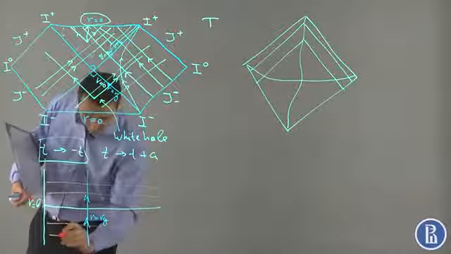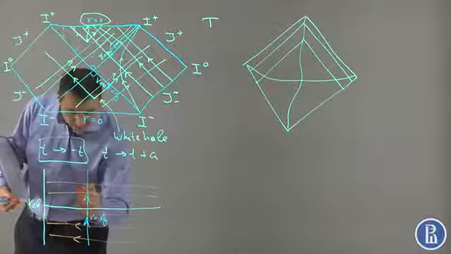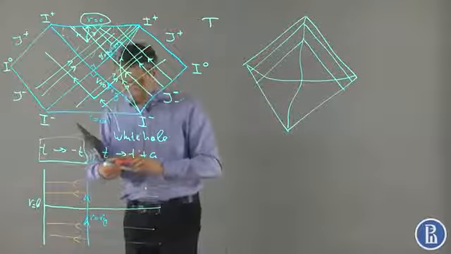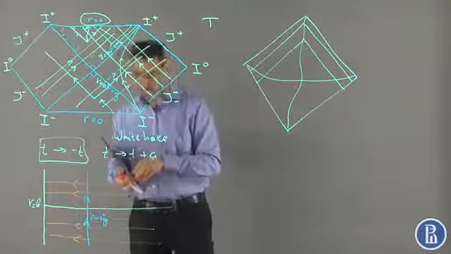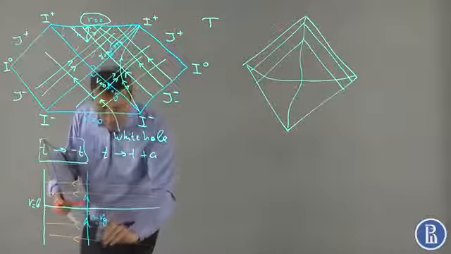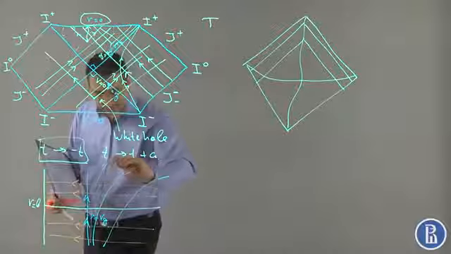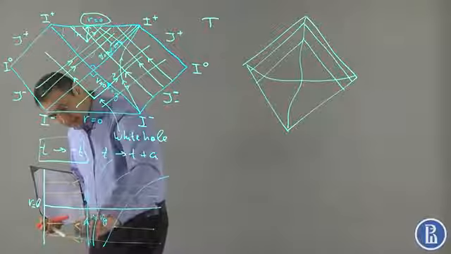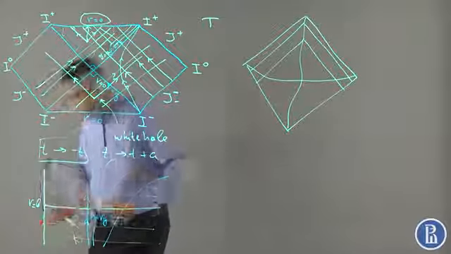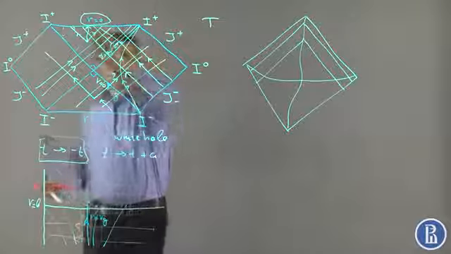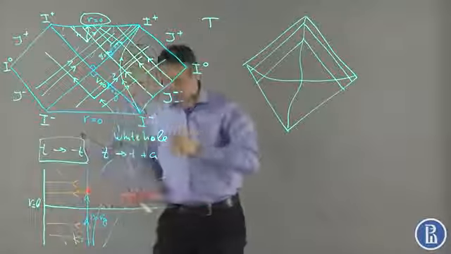Ingoing light rays were like this in the picture that we have drawn at the very end of the previous lecture. And outgoing light rays had this behavior. So you see, this kind of situation that I have described here can be seen also in this picture.